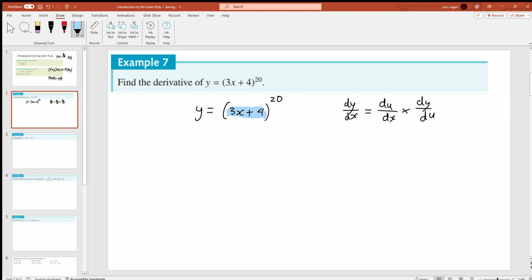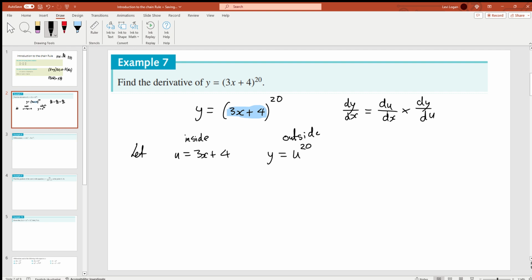So u is your inside function, so it's right in there. So I'm going to go, alright, let u equal 3x plus 4. Then y will be, replace that with a u to the power of 20. Okay, so now I've got two of them, my inside function and my outside.